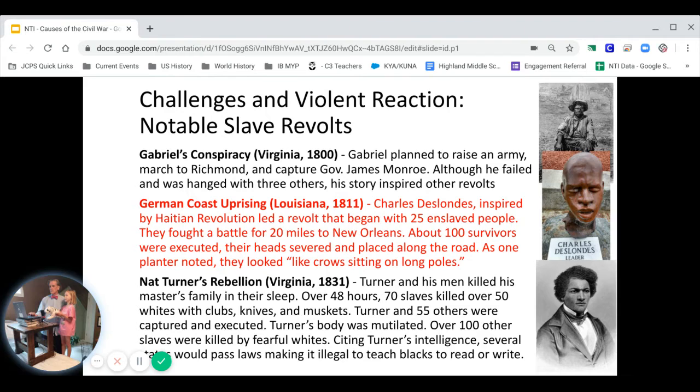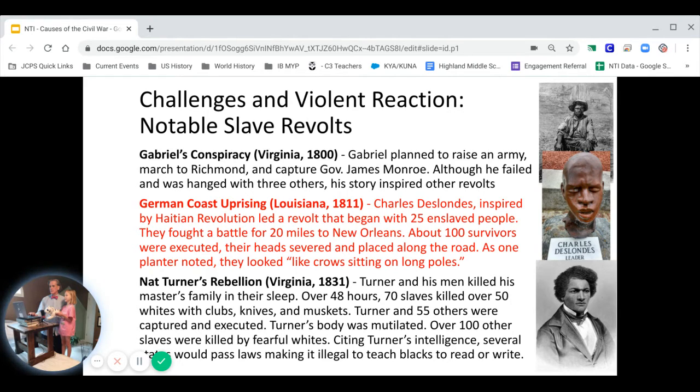Turner's body was mutilated. It was cut. His skin was stripped. It was cut into pieces. It was given out as souvenirs to people. It was really just a horrible, horrible event that occurred.